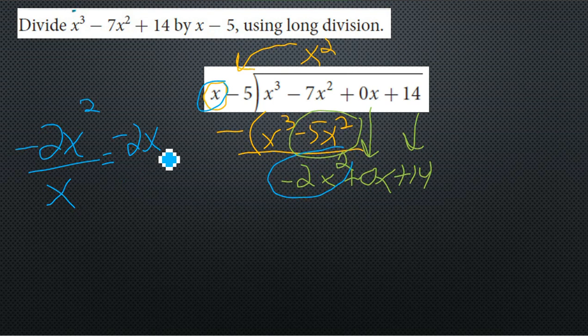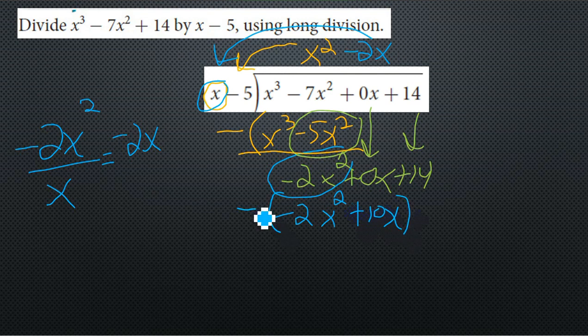So we're going to put above the x term, we're going to put negative 2x. And now we're going to multiply. So we're multiplying the negative 2x times the divisor. And we'll put that under here. So again, you always end up with the same piece underneath this first term that you started with. And then we're going to do negative 2x times negative 5, which is plus 10x. And we're going to put it in parentheses.